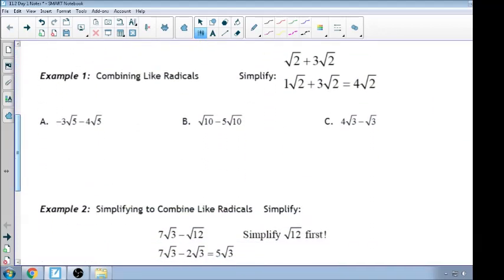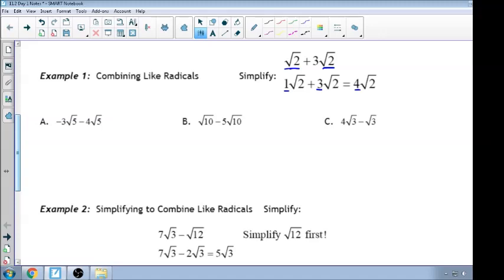So example 1, we're going to go ahead and combine like radicals. This is no different than combining like terms. If the radical is exactly the same, the example we have here is the square root of 2 plus 3 times the square root of 2, then what I can do is go ahead and just add the numbers that are in front. So I have 1 times the square root of 2 plus 3 times the square root of 2 is equal to 4 times the square root of 2, and that is fully simplified.